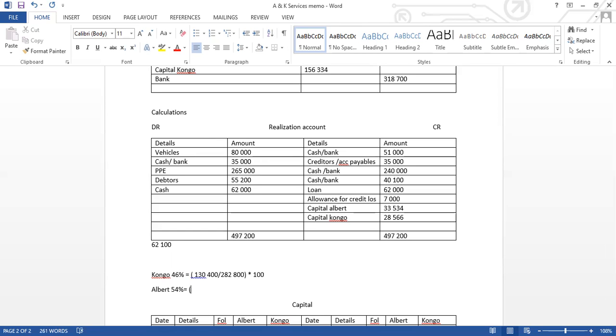Albert had a capital balance of 152,400. And then you divide by their total, which is 282,800. And then you multiply by 100, and that gives you 54%. So obviously, 54% plus 46% will give you 100%. Do we understand how we got the ratios? Yes.